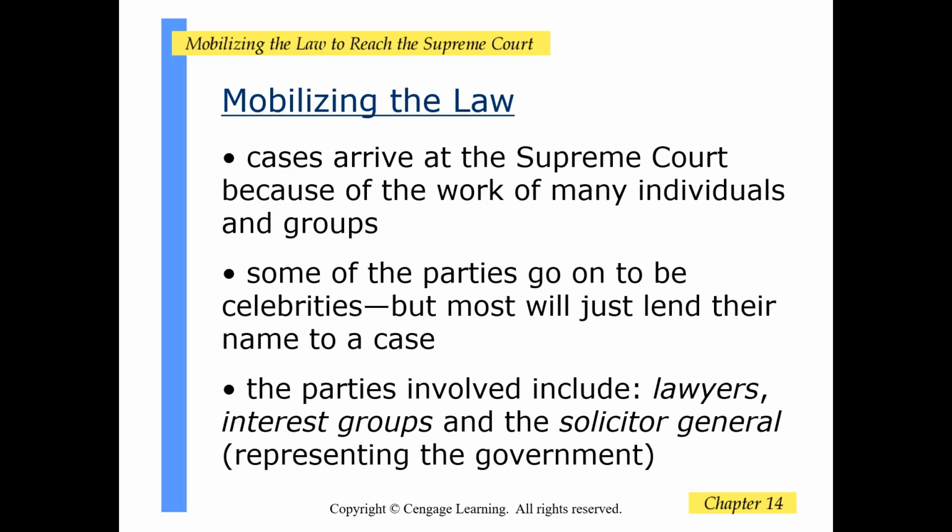Cases arrive at the Supreme Court because of the work of many individuals and groups. Some of the parties go on to be celebrities, but most will just lend their name to a case. The parties involved include lawyers, interest groups, and the Solicitor General, who's the one who represents the government.